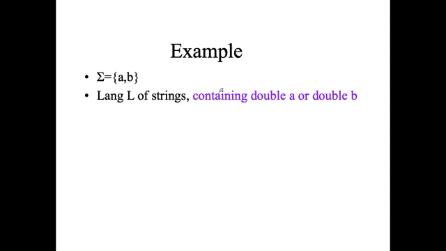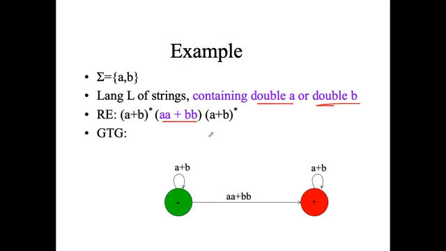So we have seen some examples of GTG. This was one example. Define GTG for language L of strings containing double A or double B. So this was the regular expression and this was its corresponding GTG. So this one is labeled this one, and then A plus B star is labeled with this one, and this A plus B star is labeled here. So you see it's much more simpler than a finite automata. So it gives us more freedom to write languages.